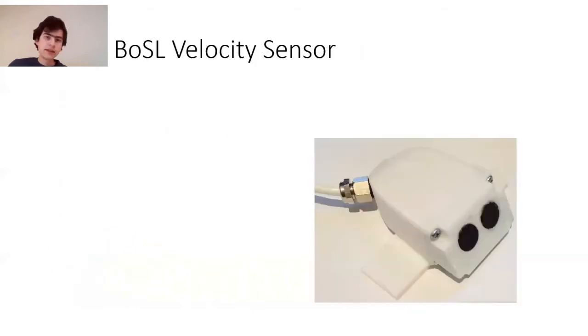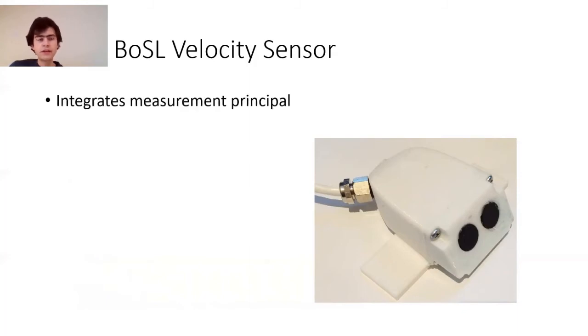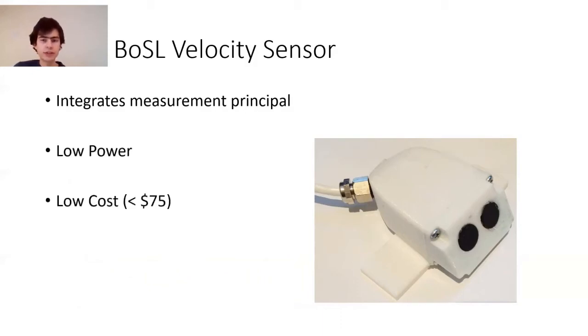And here is the BoSL velocity sensor. You can see the two transducers in the front, and it integrates this Doppler shift measurement principle. It's also low power and low cost. And you can see it's also quite small in size.